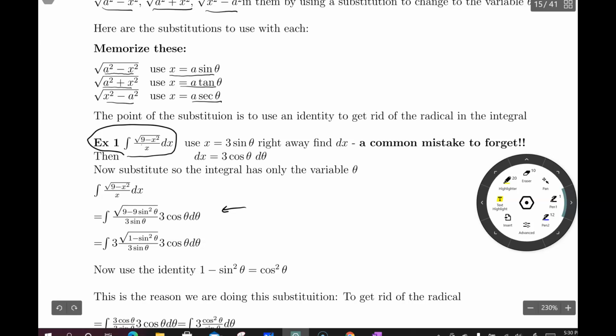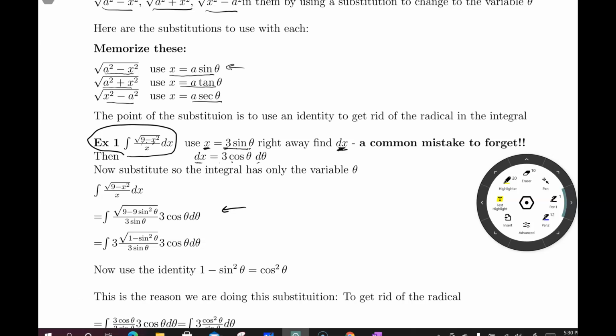So here I have 9 minus x squared, which is a squared minus x squared, this first one here. It's a weird substitution because I'm saying x equals. I'm not using a u equals. I'm saying x is equal to a, and a in this case is 3, sine theta. So x is equal to 3 sine theta. A common mistake is to forget to find the dx. The dx is what you find when you're doing a substitution, like a u substitution, right? So go find the dx. The derivative here: carry the 3, derivative of sine is cosine, d theta.